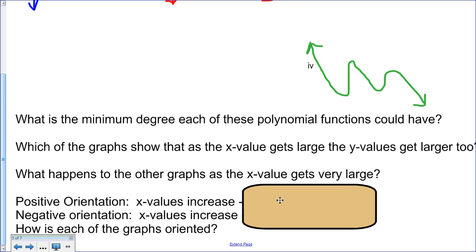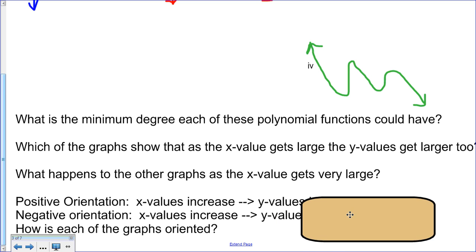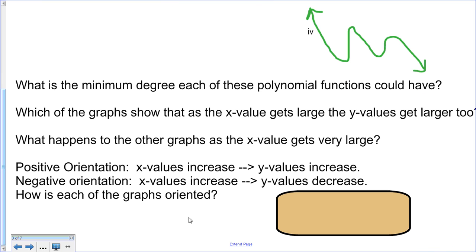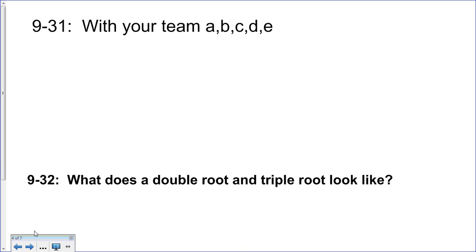All right, and then when you're done, you should get that the positive orientation is as x values increase, y values increase. A negative orientation is just the opposite of that. This time when x values increase, y is decreasing. And so you talked about that with your team.